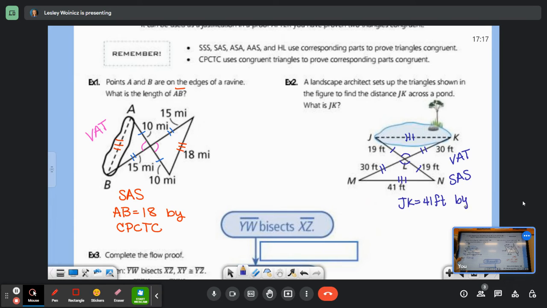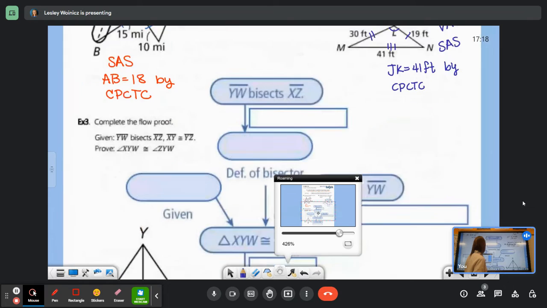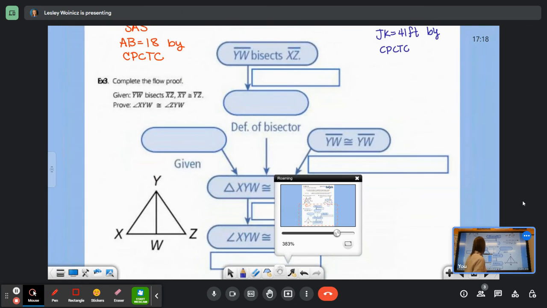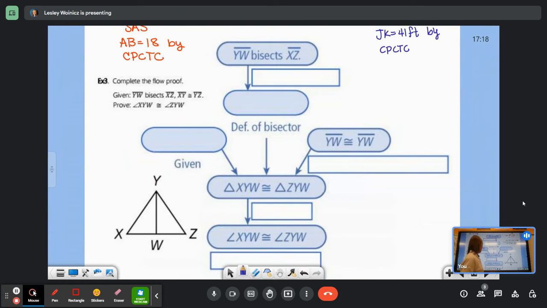By using corresponding parts of congruent triangles are congruent. Ta-da! That's it. All right, so now we're going to do some actual proofs. So here we have one to complete. It's a flow proof. They told us that YW bisects XZ. I see that here at the very tippy top, so I'm just going to write in given for that one.